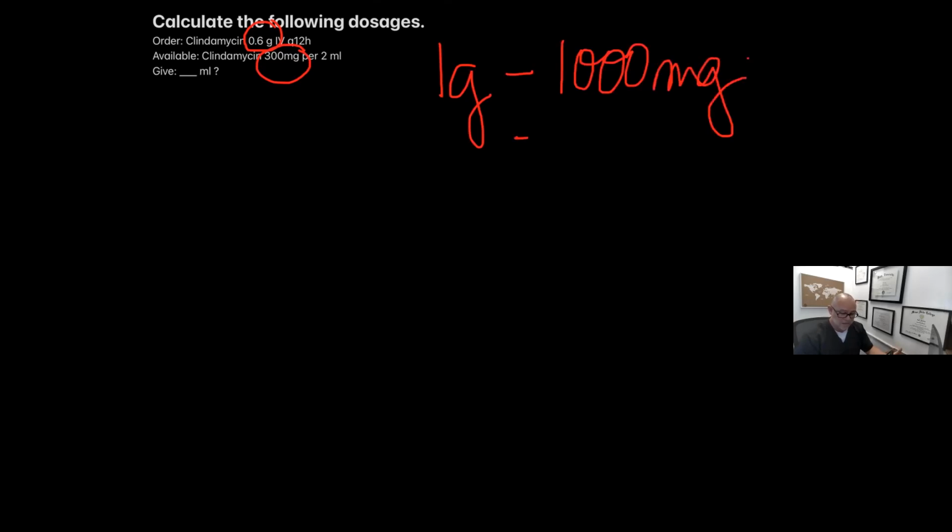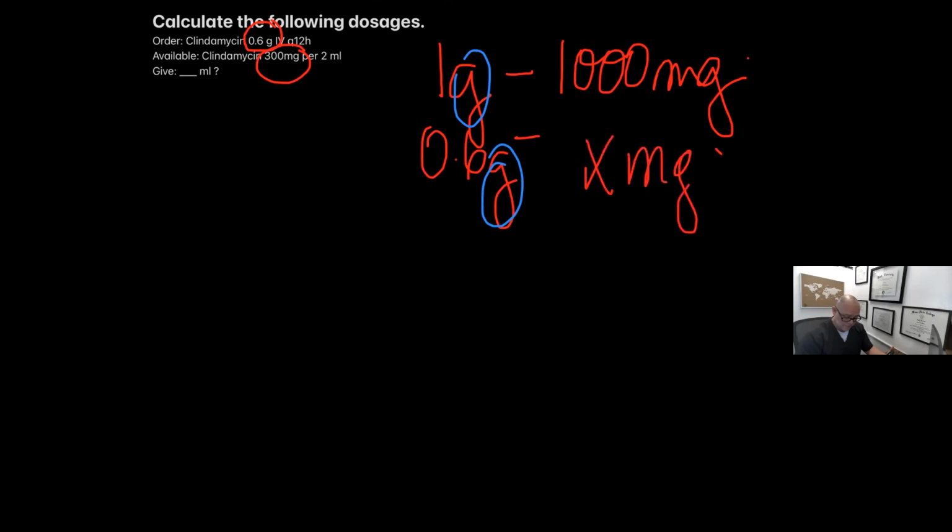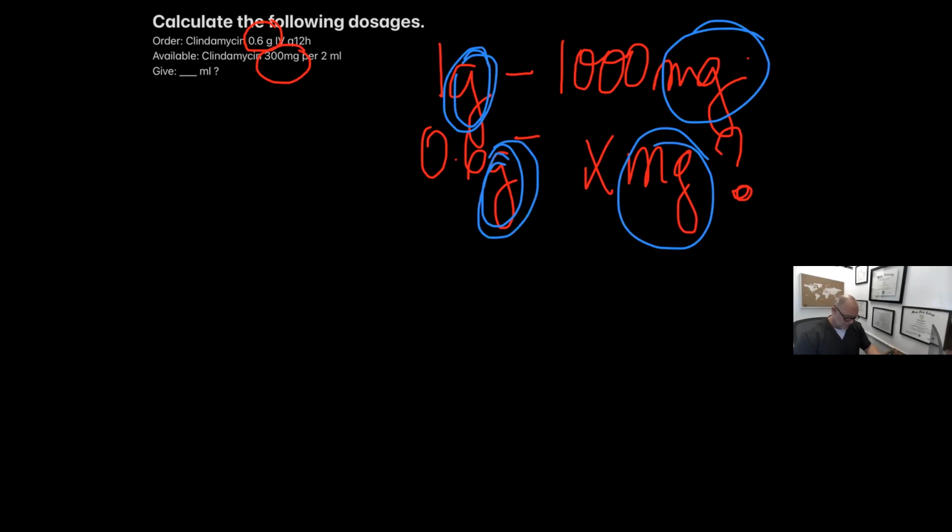So we know that 1 gram equals 1,000 milligrams. And therefore, I could ask, well, if 1 gram is 1,000 milligrams, then 0.6 grams, how many milligrams would that be? See, grams over grams, and milligrams over milligrams. They have to line up. How do we solve this problem?